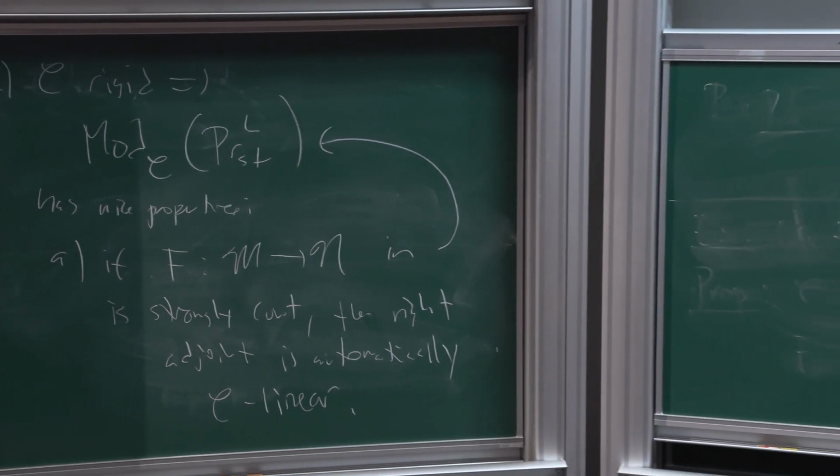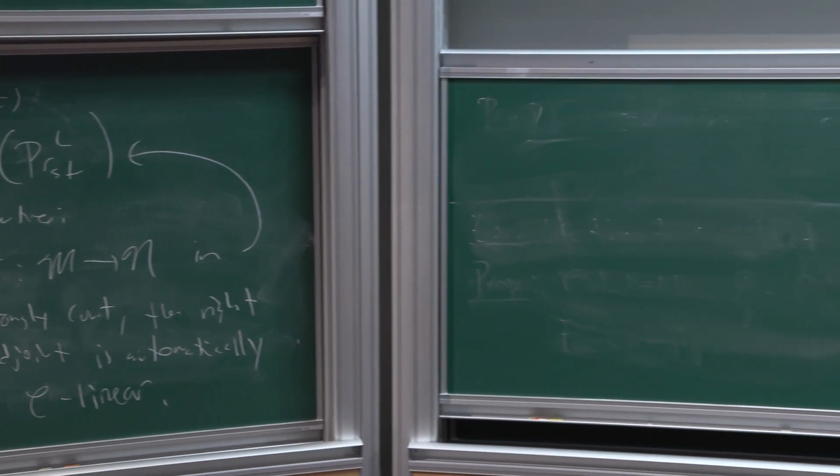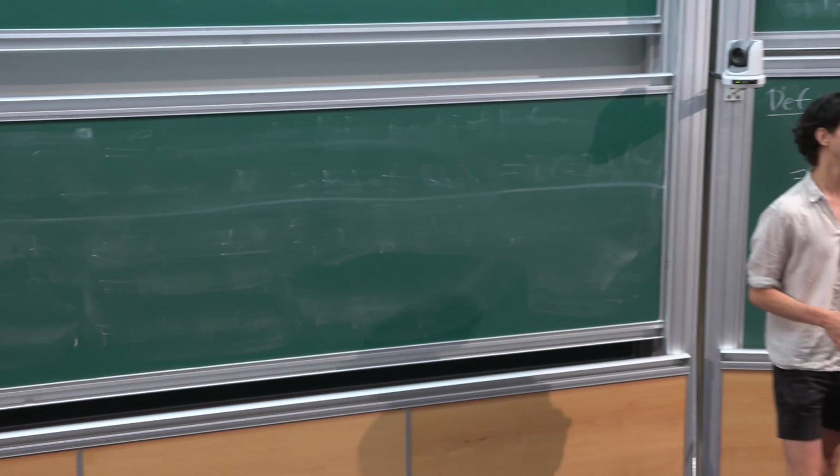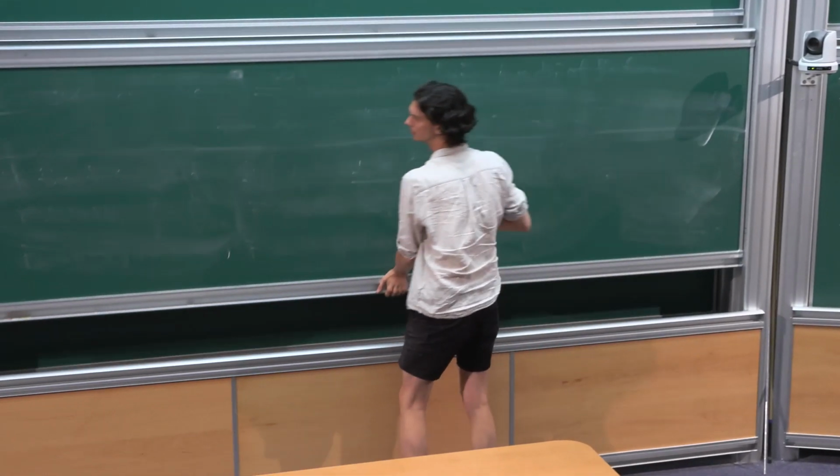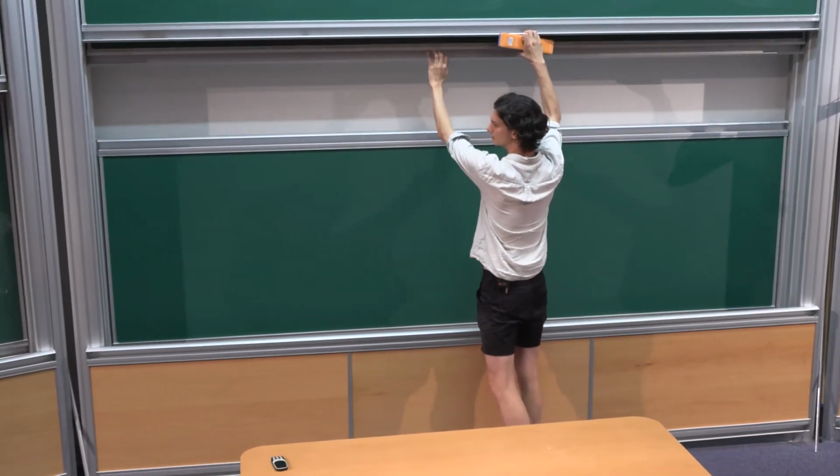You mean it's a data also? No, it's not a data because there's automatically a comparison map. Not a data.